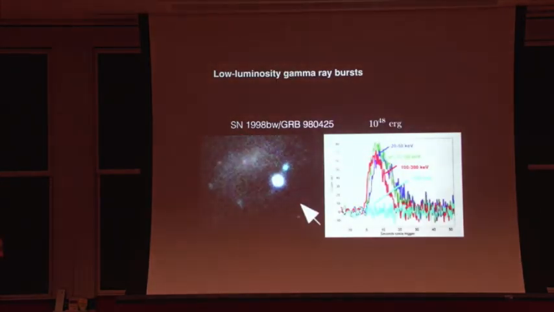But the type of events which are most demanding are the low luminosity gamma ray bursts, which look as though they are likely to be a product of relativistic shock emergence. So here's a prototypical example of that. This is the first supernova gamma ray burst coincidence, supernova 1998bw, which was coincident with the gamma ray burst seen on April 25th of 1998. And this happened in a low redshift galaxy.